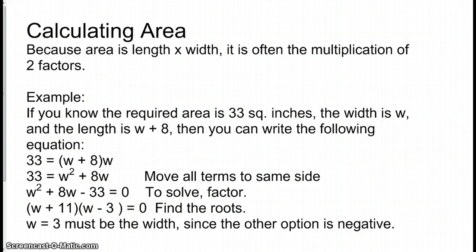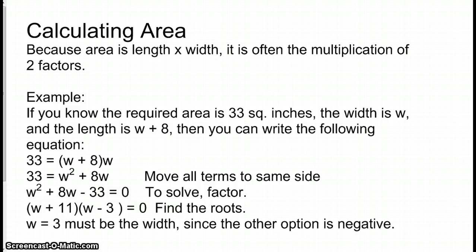33, the area, equals the length times the width. So we have the quantity W plus 8 times W. This is simplified to 33 equals W squared plus 8W. When we bring all the terms to the same side, it becomes W squared plus 8W minus 33. The only way you can solve this is to factor it.